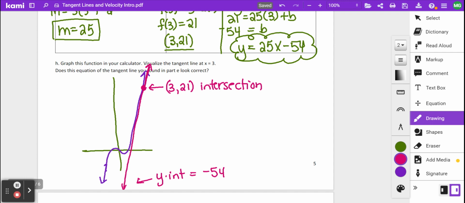Okay, so this is what my graph looked like. And I looked on my table and I could see that I had both the function and the tangent line both contain the point (3, 21). So things look really good.